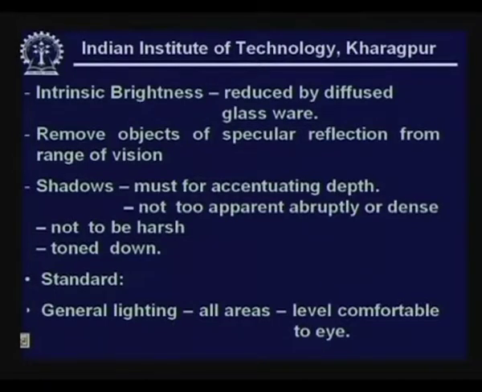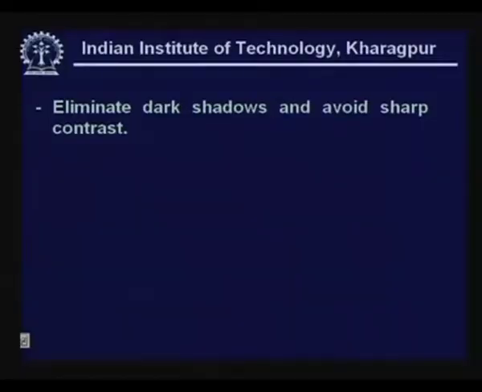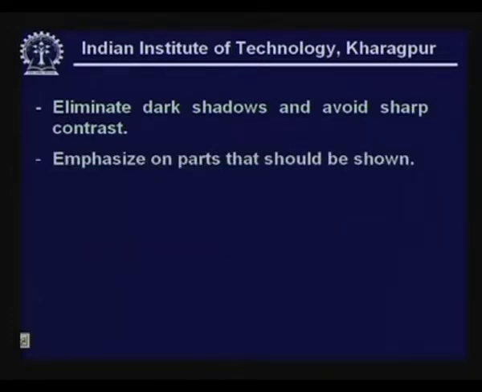Therefore, a standard lighting in an interior domain would consist of 2 schemes. One, a general lighting for the entire arena which is comfortable to the eye and enables free movement of the people around, and a local lighting depending on the task specific. And by having this, it eliminates dark shadows and also avoids a certain abrupt change in contrast between 2 objects. And of course, there are certain applications where certain parts should be shown.